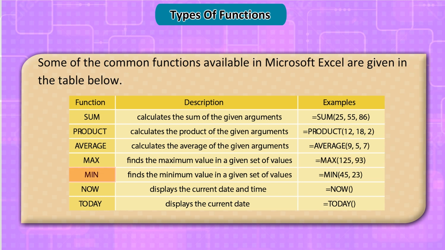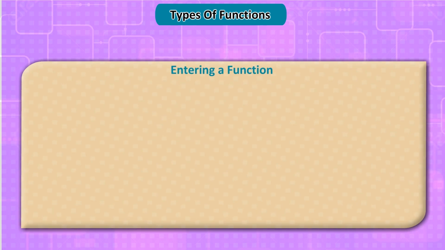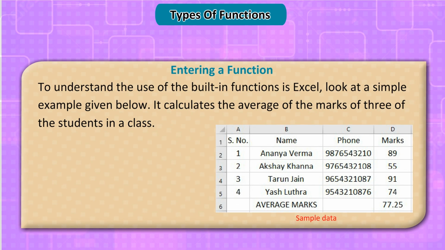125, 93. Min: finds the minimum value in a given set of values, equal to min 45, 23. Now: displays the current date and time, equal to now. Today: displays the current date, equal to today. Entering a function. To understand the use of the built-in functions in Excel, look at a simple example given below. It calculates the average of the marks of 3 of the students in a class.